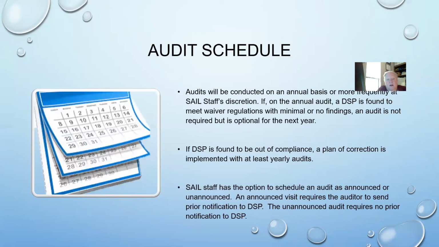Audit schedule. Audits will be conducted on an annual basis or more frequently at sales staff's discretion. If on the annual audit, a DSP is found to meet waiver regulations with minimal or no findings, an audit is not required but is optional for the next year. If the DSP is found to be out of compliance, a plan of correction is implemented with at least yearly audits. Sales staff has the option to schedule an audit as announced or unannounced. An announced visit requires the auditor to send prior notification to the DSP. An unannounced audit requires no prior notification.